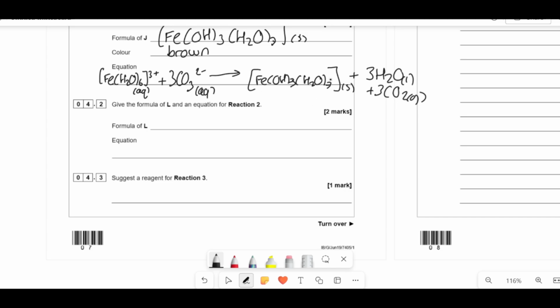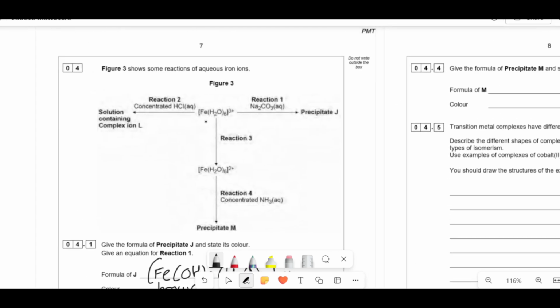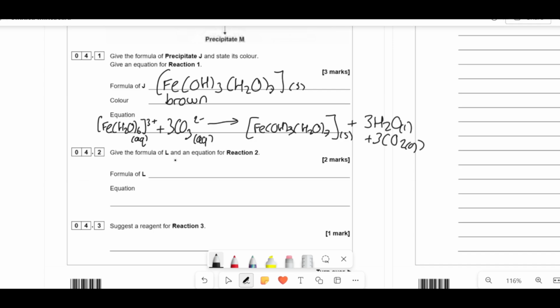So now it says give the formula of L and an equation for reaction 2. So you're getting this and you're reacting with HCl and then you get this complex ion and it's a solution. So what's happening here is you are doing a ligand substitution reaction.